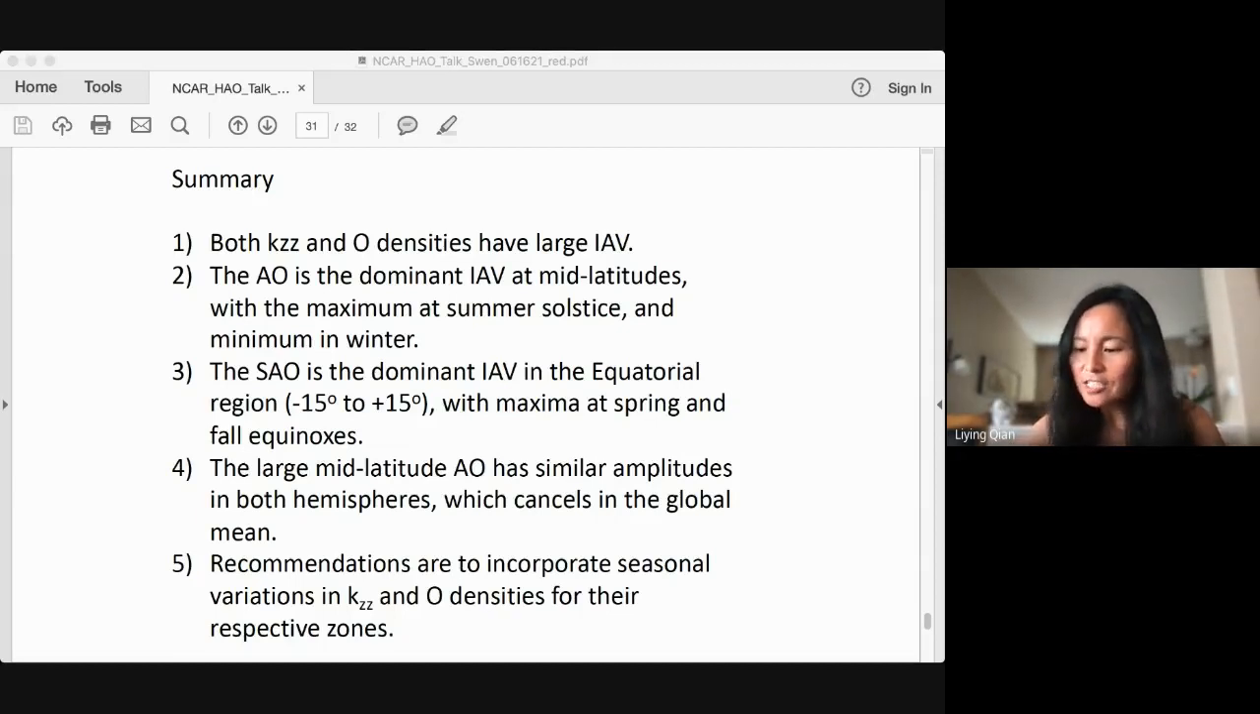One thing that I didn't know before your presentation is that KZZ and atomic oxygen are opposite in the lower altitude, probably below 90 kilometers. Oh no, it's in the equatorial region that KZZ and atomic oxygen are in phase. When KZZ is large, atomic oxygen density is low, but in the northern and southern hemispheres they are opposite. I'm sorry, I didn't know this before.